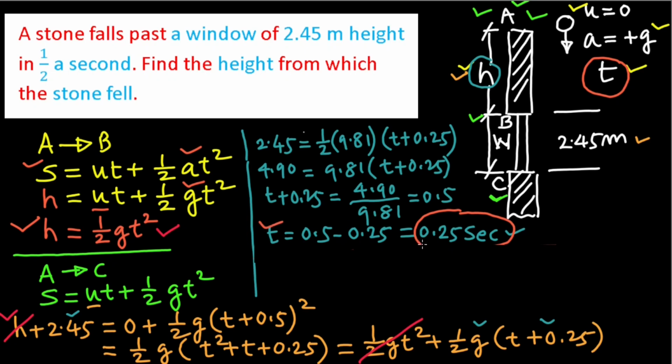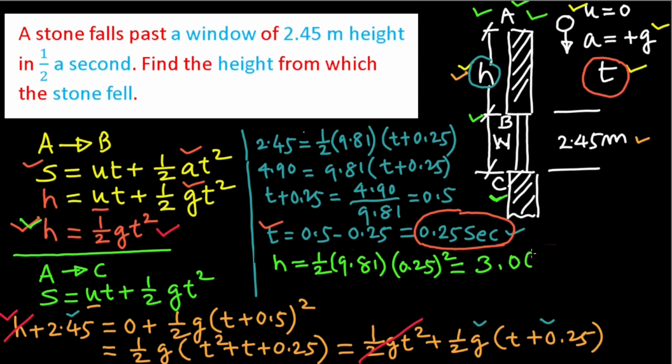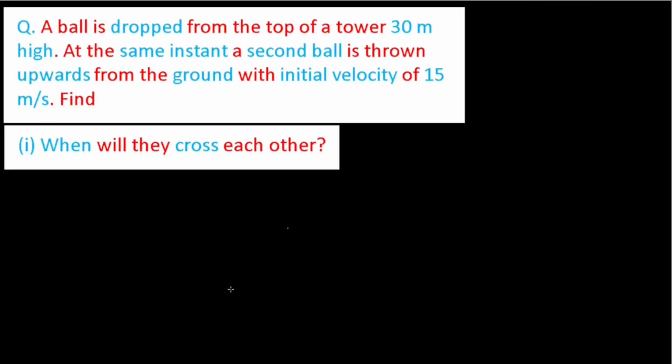Now we will substitute the value of t, which is 0.25 seconds, in this equation, h is equal to half gt square, and find the height. So we have h equals half g, which is 9.81, multiplied by t, which is 0.25 square. This will give us height from which the ball fell to be 3.06 meter. Let's see the next problem.